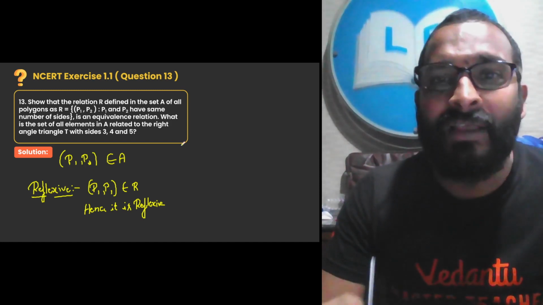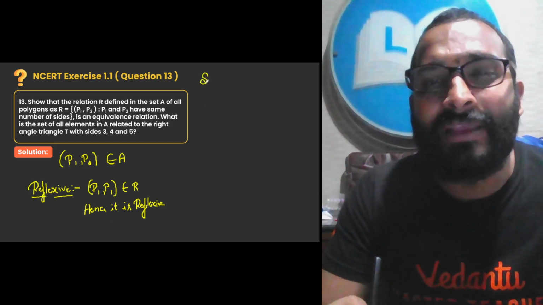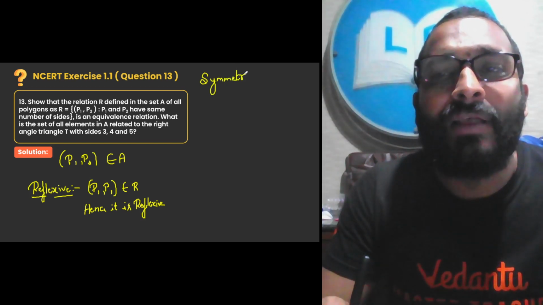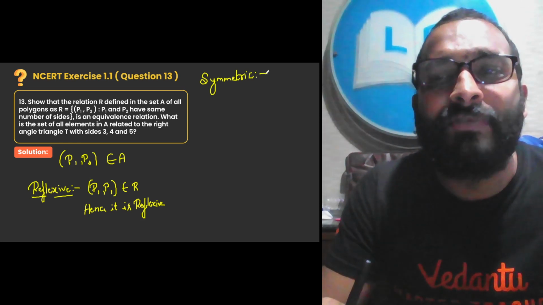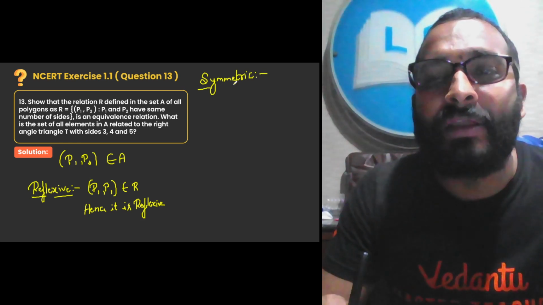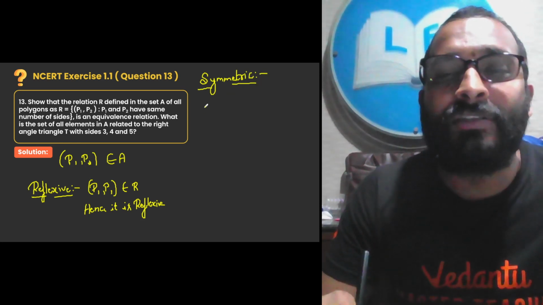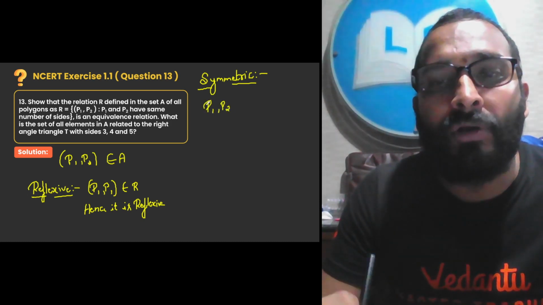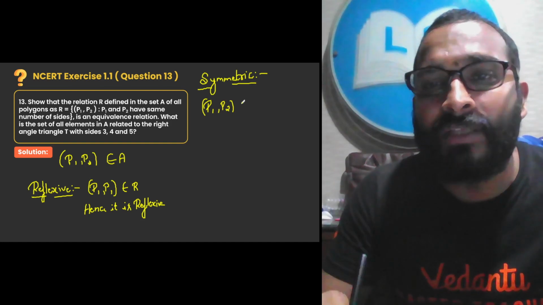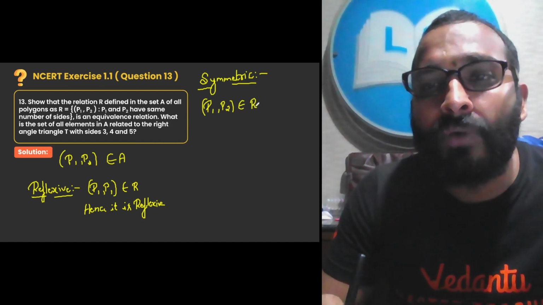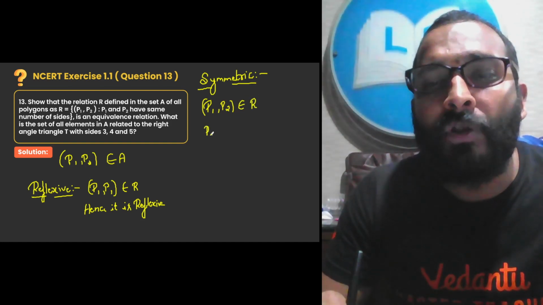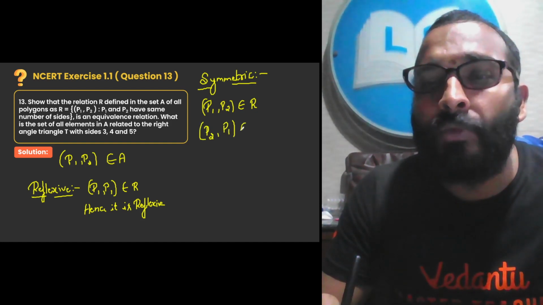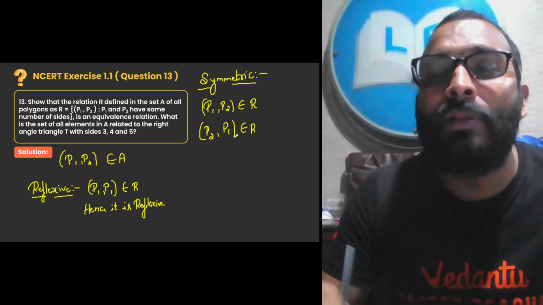Same number of sides. Now let us check for symmetric. Very easy and simple questions, children. Please try to understand. These are easy and you need to practice. Writing statements is very important. Now, when checking for symmetric, let us take two polygons P1, P2 having the same number of sides. So P1, P2 belongs to R. Now P2, P1 also belongs to R because both have the same number of sides. So P1, P2 belongs to R, and P2, P1 also belongs to R.